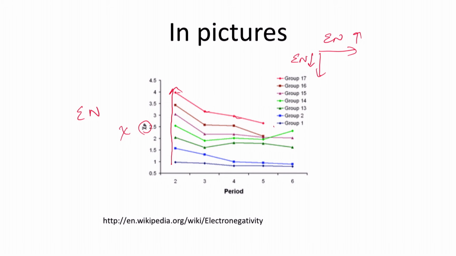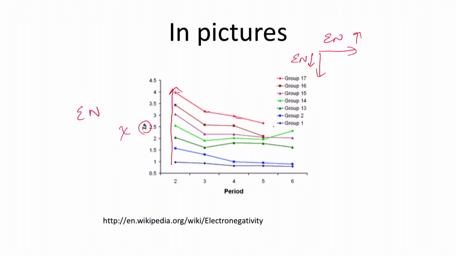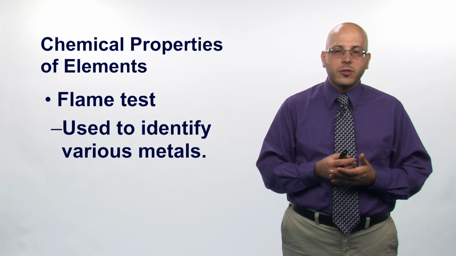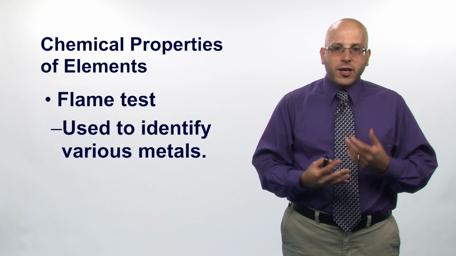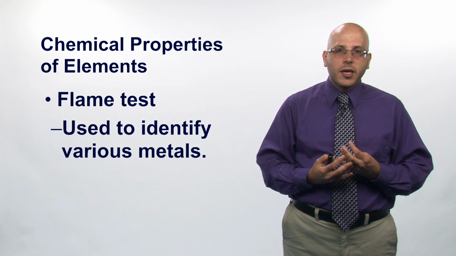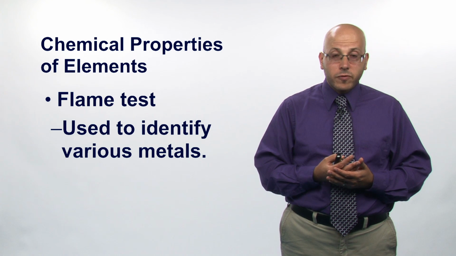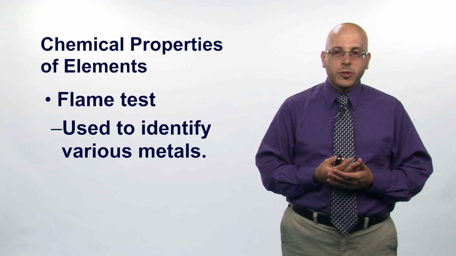meaning that they have a smaller tendency to gain electrons and a greater tendency to actually lose electrons as you go down. So now, let me shift gears a little bit and tell you something about different properties of elements. There are different kinds of old-fashioned tests and techniques that chemists used to describe and observe different properties of different elements.